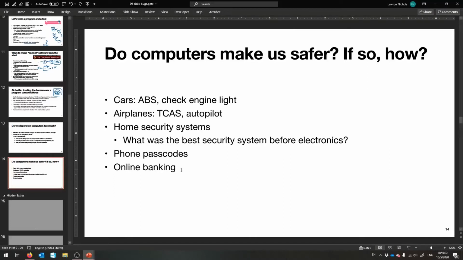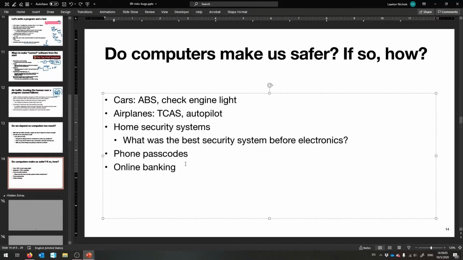And same with online banking. It's possible, I mean, there are phishing scams and things like that to try and steal your password. But with online banking, you have a password, and it's making sure that it's always you who logs in and does stuff with your money. Sometimes there's two-factor authentication.